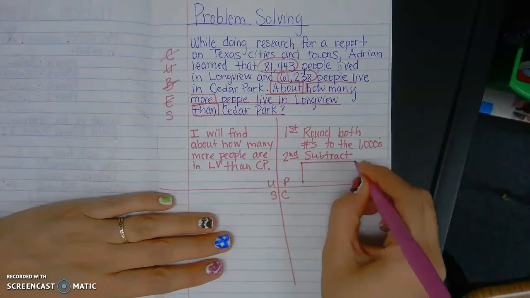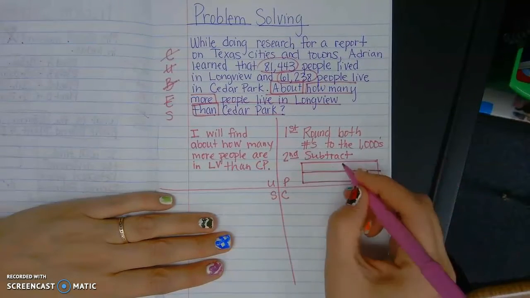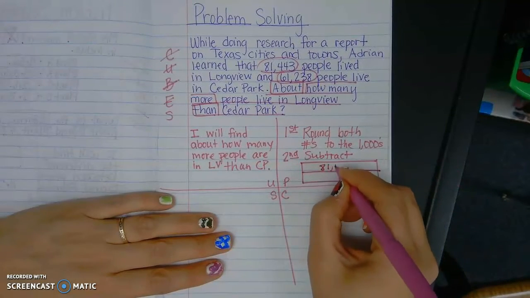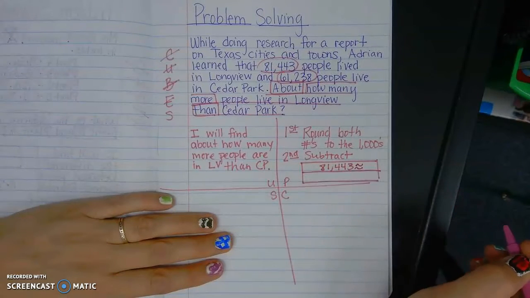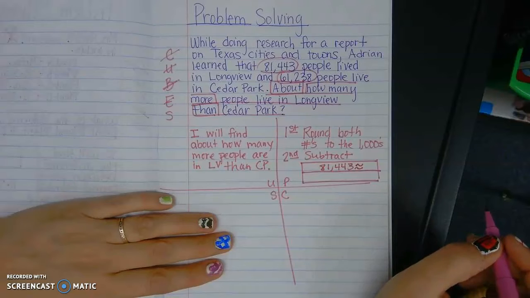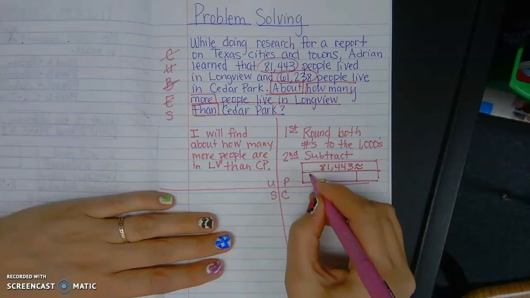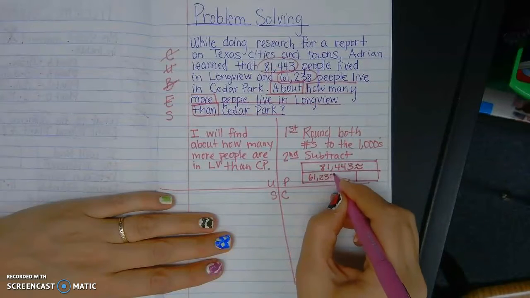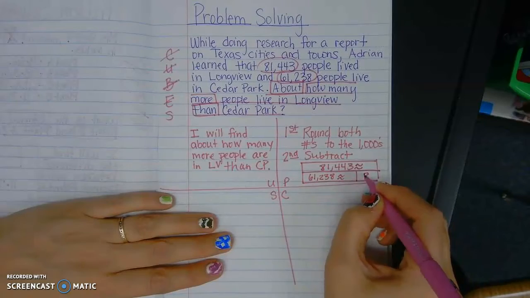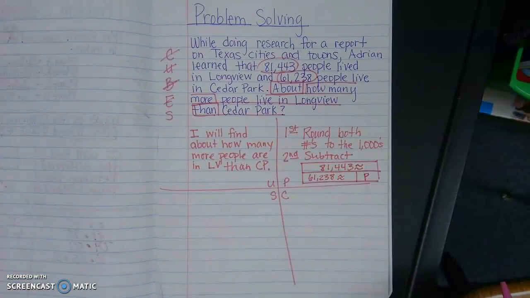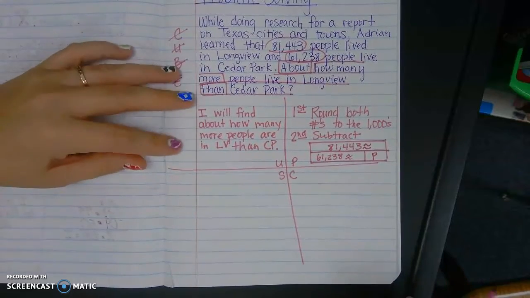So I'm going to go ahead in my strip diagram, and I'm going to write in these numbers, 81,443, with the rounding symbol. It looks like an equal sign, but it's squiggly, okay? Telling me I'm going to round that. And then 61,238 with my little rounding symbol. And this will tell me the people, so I'm going to make my variable P. All right, so first thing we got to do is round these.